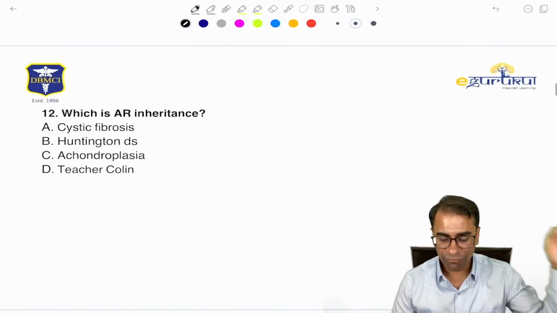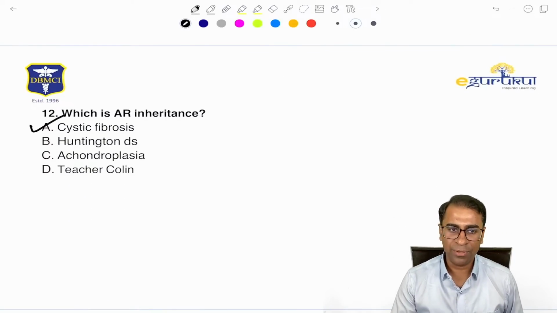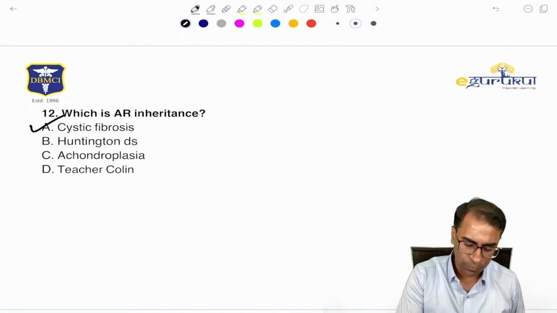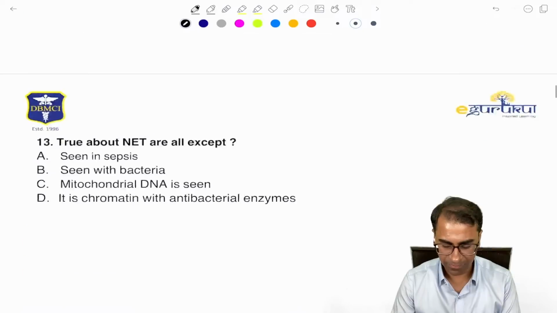Very good. Which of the following is autosomal recessive? It is cystic fibrosis. Remember that Huntington's is autosomal dominant, and achondroplasia is also an autosomal dominant case. This one is an autosomal recessive disease.